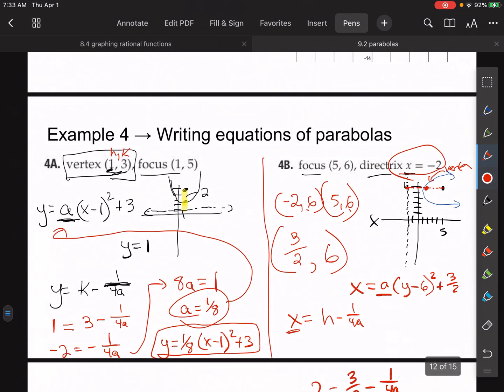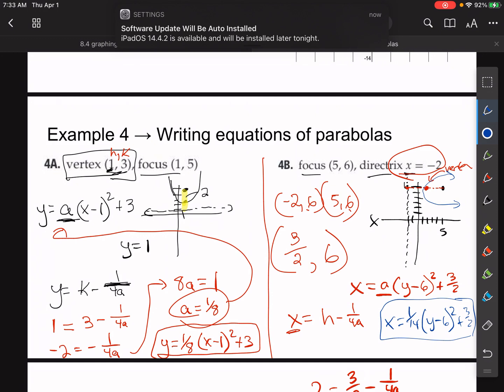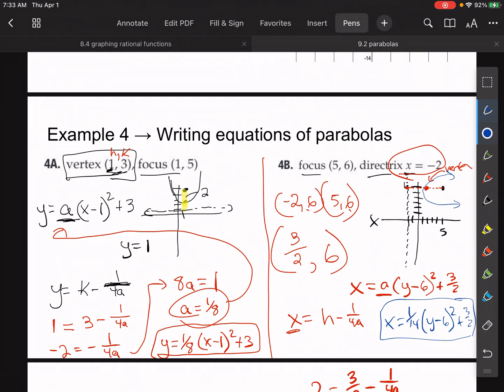So now coming back to this, my final equation, x is equal to 1 over 14 times y minus 6 squared plus 3/2. Okay, so there's kind of a lot to remember here. It's going to take some serious practice and you're going to make a lot of mistakes. I remember when I first learned this, I made a lot of mistakes. It was frustrating, but just keep at it and use the back of the book and your answer there as a guide to help your understanding.